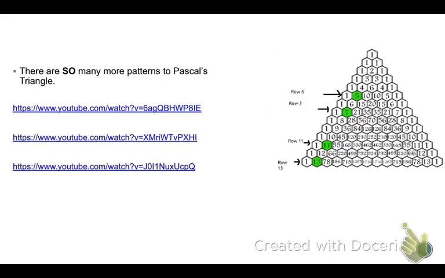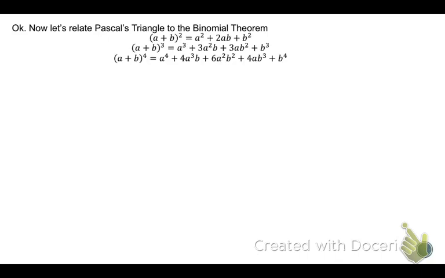I'm going to put these links on the canvas if you want to go look at them. If you just search Pascal's triangle, super cool. Another cool thing to search is the golden ratio. Okay, anyways, I'll get off my math rant and let's actually get into what we're going to be doing with Pascal's triangle. So let's look at some binomials here.